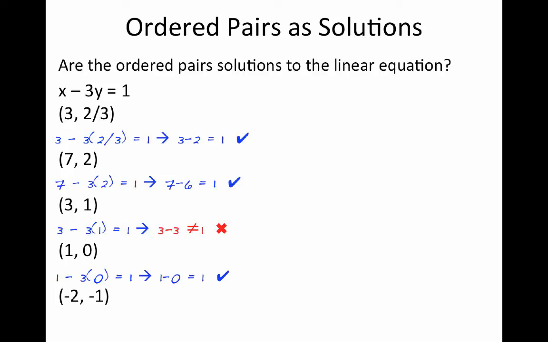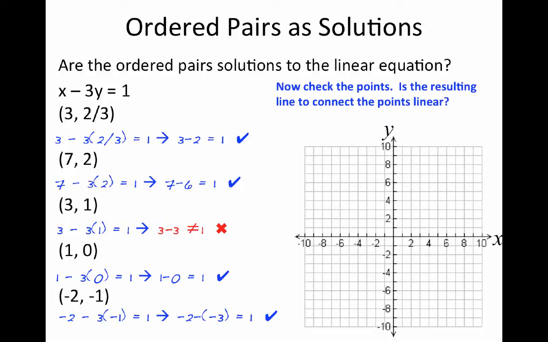Finally, the last point, (-2, -1). When you plug that in, you get negative 2 minus a minus 3, which is 1. That's a true statement, so that last point is a solution to the linear equation. Pause the video and graph those points. Show yourself that they form a line when you graph the blue points, and that the point (3, 1) will be off the line.